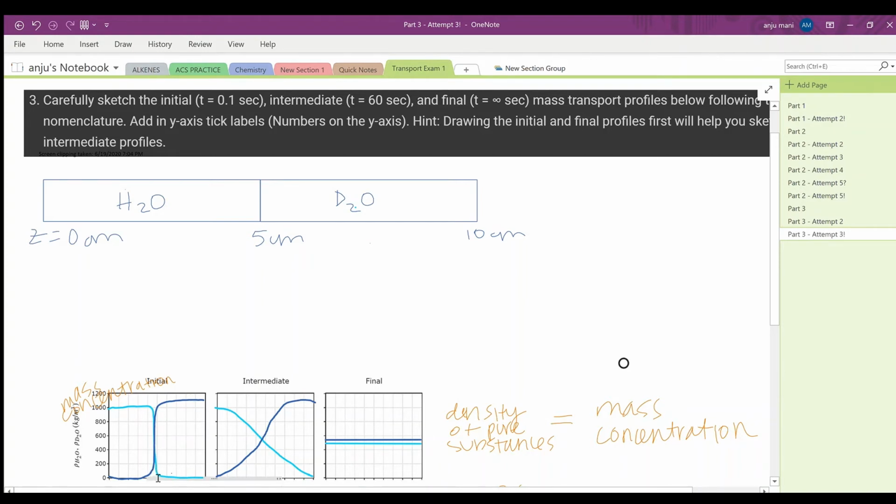interface portion. At the intermediate time point, we have that this diffusion is more completed. So we have a portion of the concentration on the left due to water, but also some portion of D2O. And then finally, we have the system reaching steady state. So our mass concentrations of the individual components are constant, but they are equivalent to their densities, so they are not exactly the same.